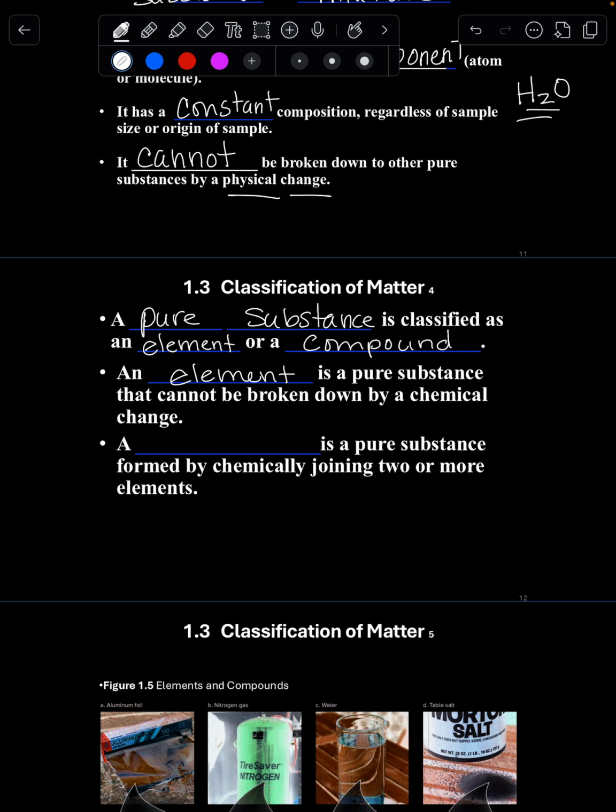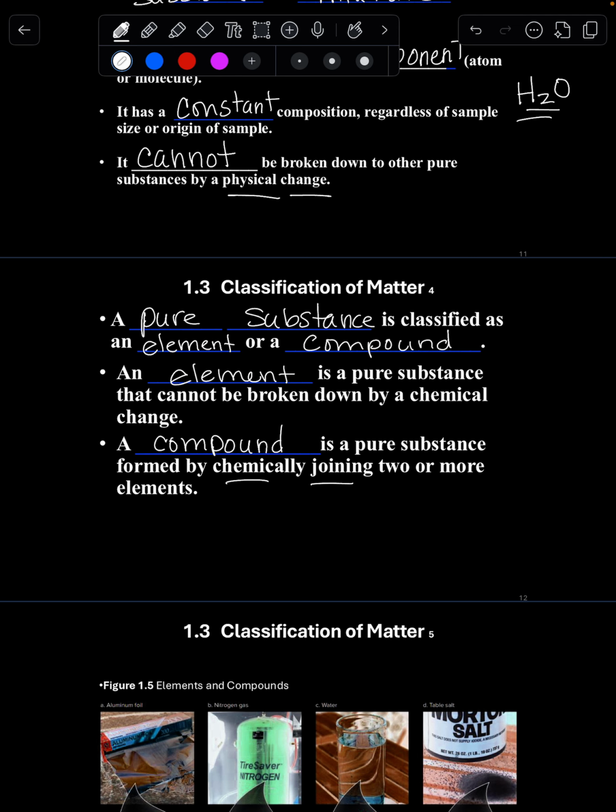Another pure substance is a compound, and so a compound is a pure substance that is formed from 2 or more elements being chemically joined together. And so chemically joining 2 or more elements together makes a compound.